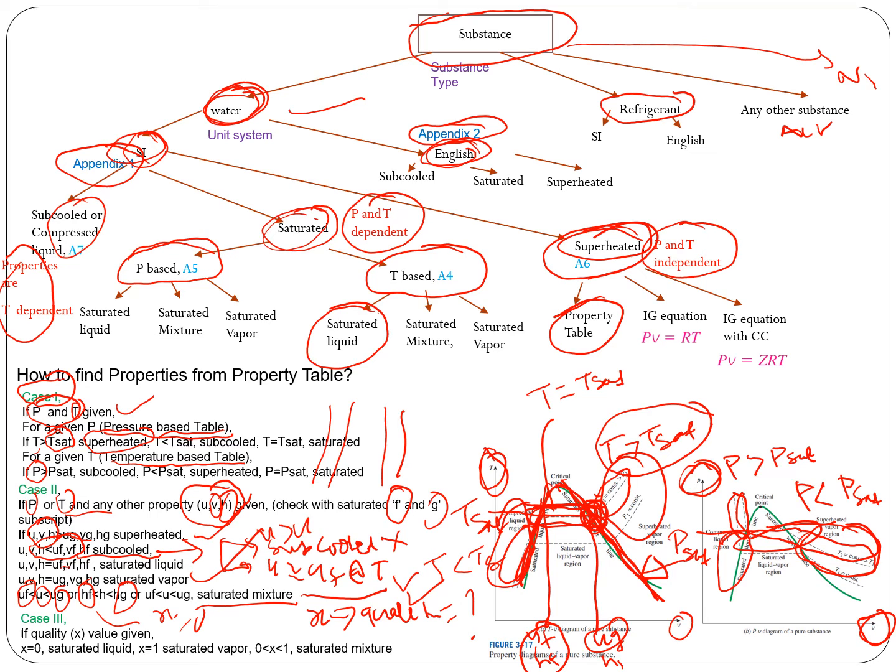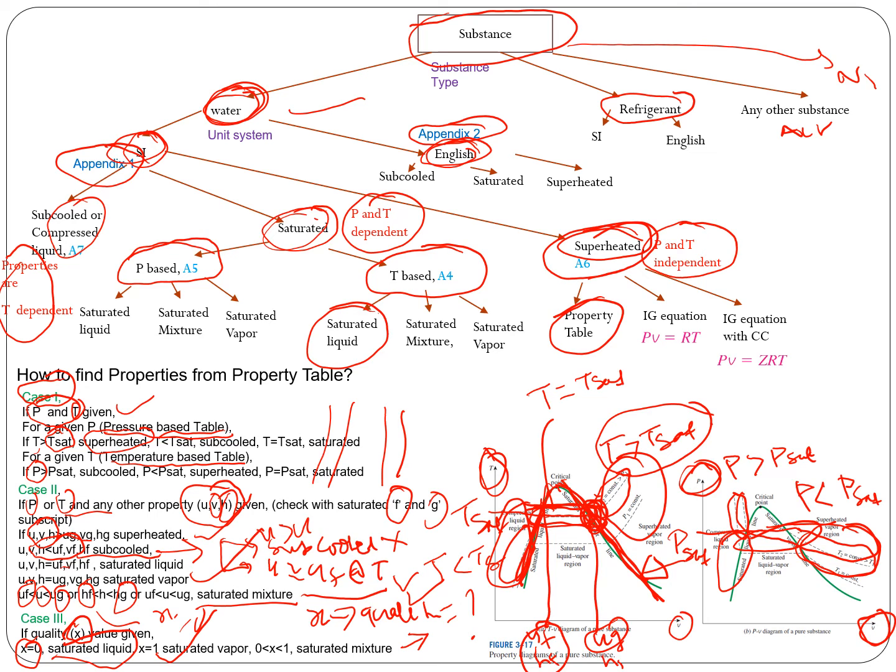The third case is that sometimes the value of quality is given. So in that case, if x equals 0, then you know it's a saturated liquid. If x equals 1, it's a saturated vapor. And if x lies between 0 and 1, it is a saturated mixture. And by looking at some of the problems, if the quality value is given between 0 and 1, then we should know it is a saturated mixture region. So if you know these three cases, you should be able to figure out where the property lies.